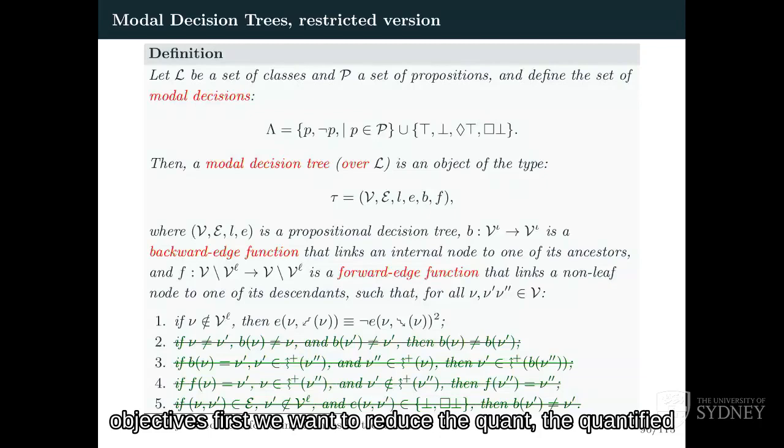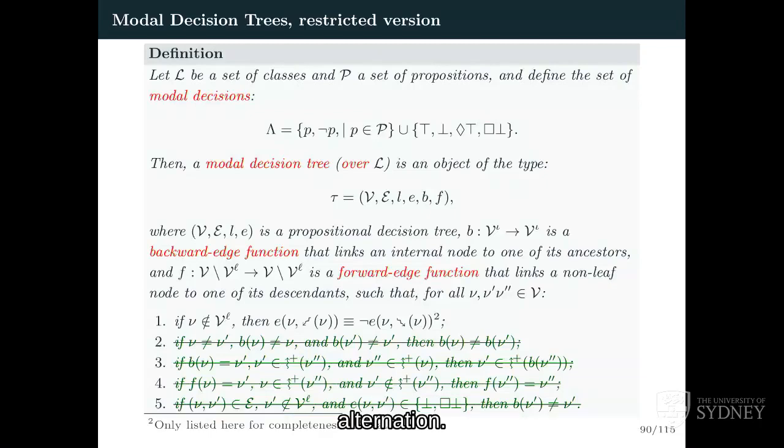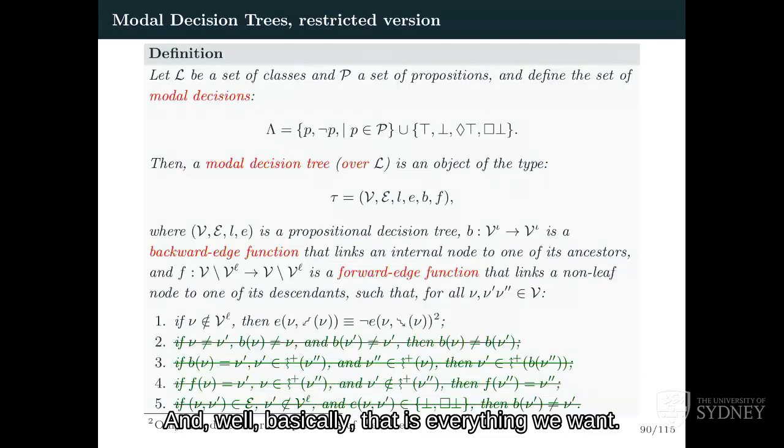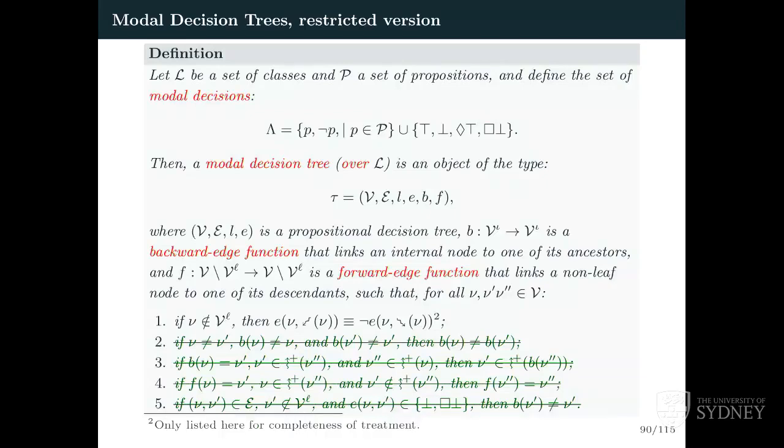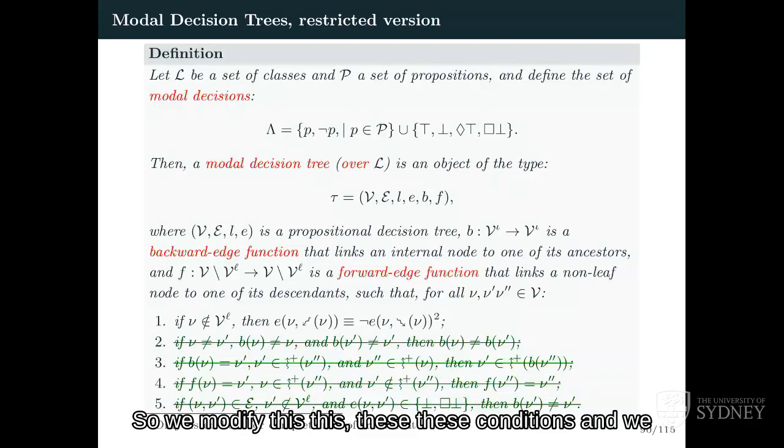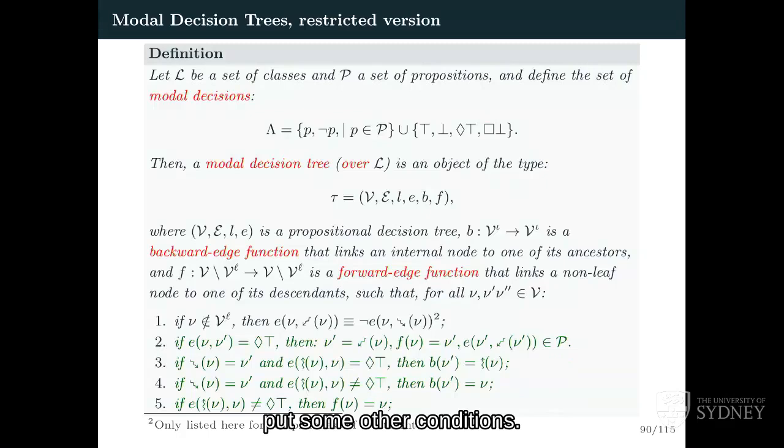First, we want to reduce the quantifier alternation, and well, basically that is everything we want. We want to reduce the quantifier alternation, and we want to keep the fact that the entire tree is correct. So we want to keep the fact that we always know what to do. So we modify these conditions, and we put some other conditions.